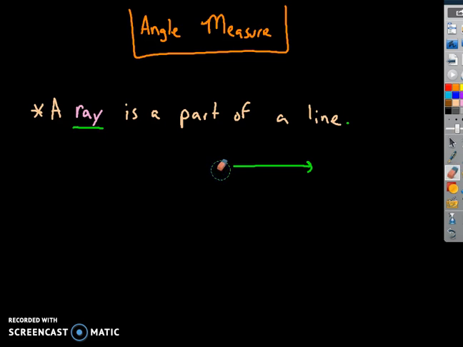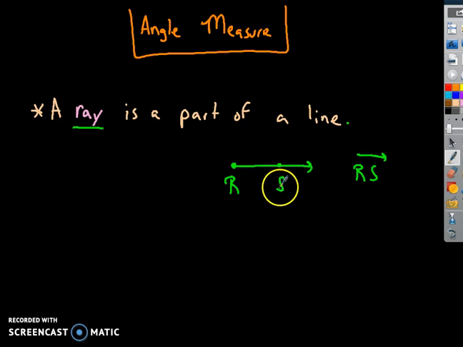So this end would be a point. Let's say this is point R, and this point is S. So this is ray RS. We describe it with the two letters that are on that ray, and above it is a ray, a line segment with an arrow on one end. It's always named starting with the letter for its endpoint. So whatever that letter is, you name it there.